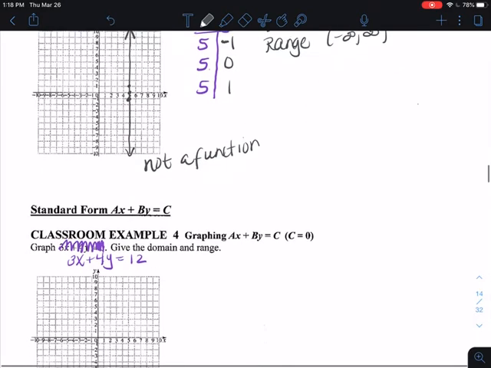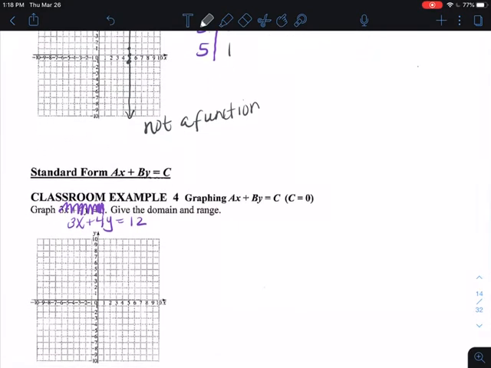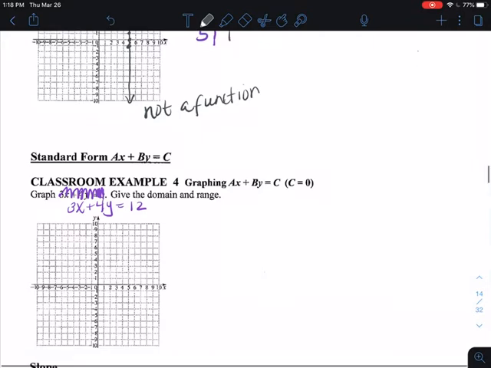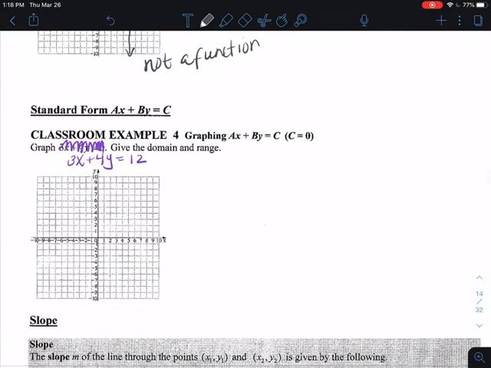This will be one that I want you to pause the video and try. I changed the equation. The original equation is 3x plus 4y equals 0. Change that to a 12. You're going to graph this by finding the intercepts, x and y intercept. So that means you'll have to plug in 0 for both and solve. So pause the video and try.